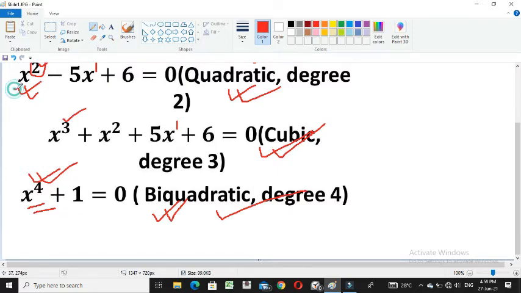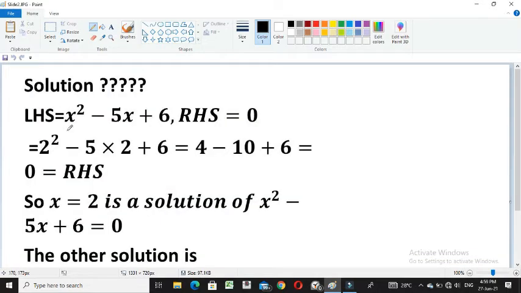And today we will discuss something about the quadratic equation. Now let us consider this quadratic equation: x square minus 5x plus 6 equal to 0. So we have taken the left hand side and the right hand side. The right hand side is 0 and the left hand side is x square minus 5x plus 6. So what is meant by a solution? A solution means a value of x which will satisfy the equation.